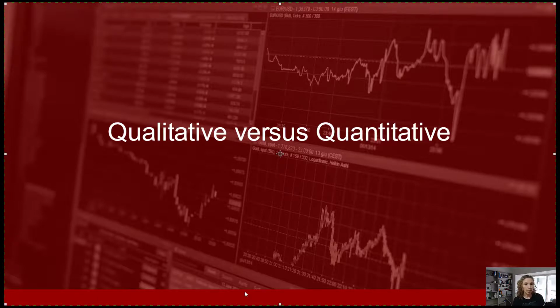I'm also going to talk about qualitative versus quantitative. If you look at the words, qualitative sounds like quality, and quantitative sounds like quantity.